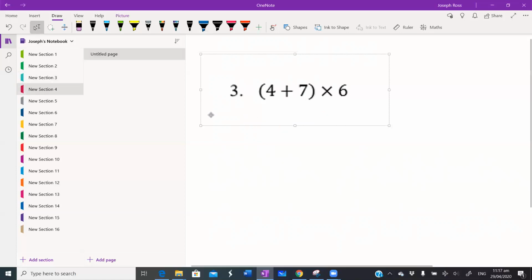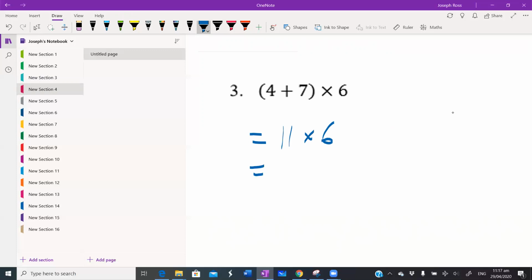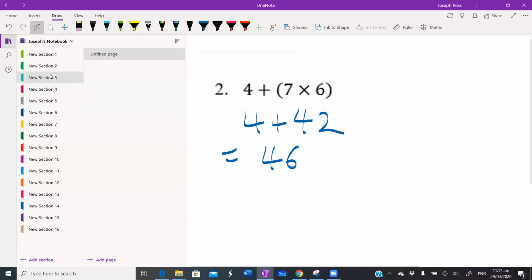Okay, question 3. We've got 4 plus 7 inside brackets, times 6. Do we have any brackets here? Yes, we do. So what's inside the bracket needs to be done first. 4 plus 7, that is 11 times 6. And if we work out 11 times 6, that gives you 66. So we can see, comparing question 2 and question 3, that where the brackets are is going to affect the final answer.